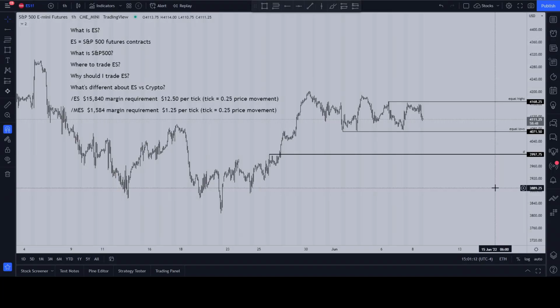So today we're going to cover ES. Everyone keeps asking me, what is ES? Where can I trade it? Let's get right into it, okay?